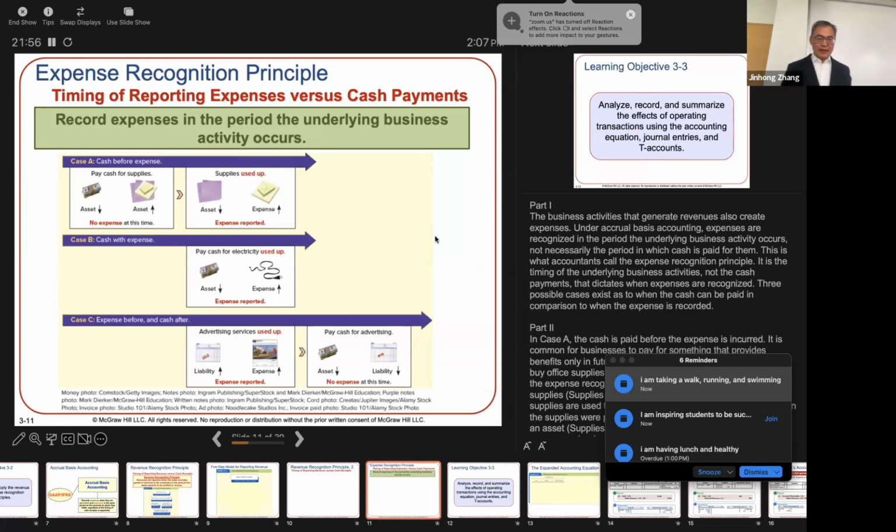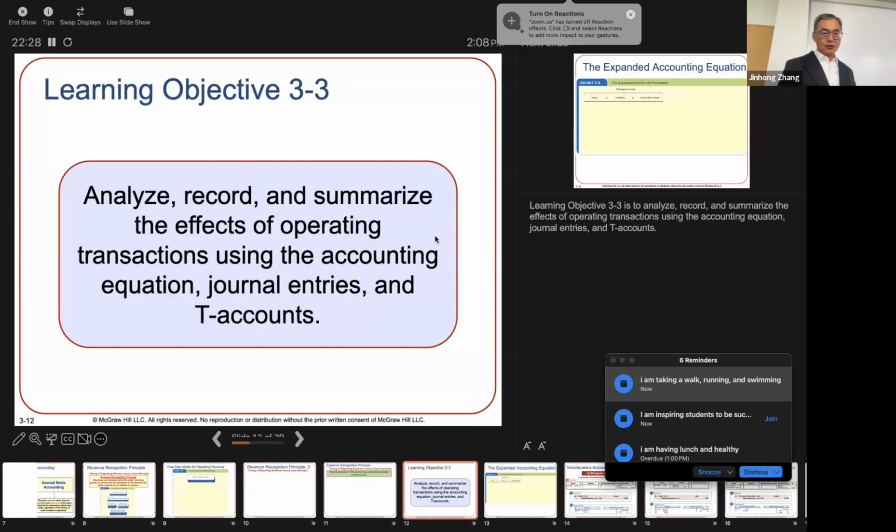So expense before and the cash after. So advertising service used up. In this case, you have the expense increase and then the liability increase, which means the liability is accounts payable, right? You need to pay them. And then pay cash for advertising. So basically now you pay cash, so your cash reduces, and then your liability also reduces. You don't owe them anymore, right? So your accounts payable also reduces. That's how it happens in your balance sheet.